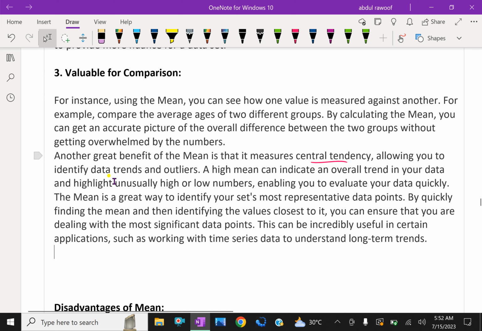Another great benefit of the mean is that it measures central tendency, allowing you to identify data trends and outliers. A high mean can indicate an overall trend in your data and highlights unusually high or low numbers, enabling you to evaluate your data quickly. The mean is a great way to identify your set's most representative data points.